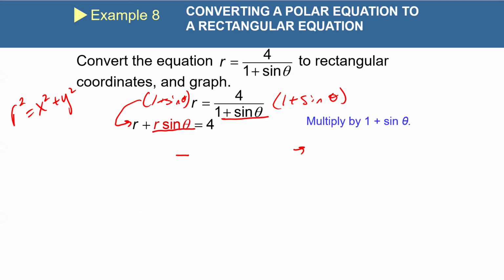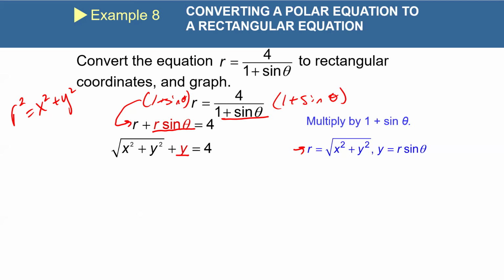R sine theta equals what variable? Y. R sine theta equals y, and r equals the square root of x squared plus y squared, because your whole job of getting rectangular coordinates is to get everything in terms of x's and y's. Just like any other time, your goal is to get y by itself. So in order to get y by itself, I have to get rid of a radical.